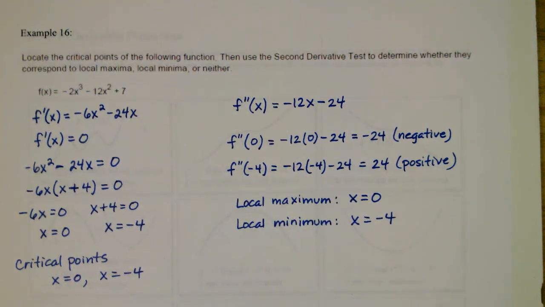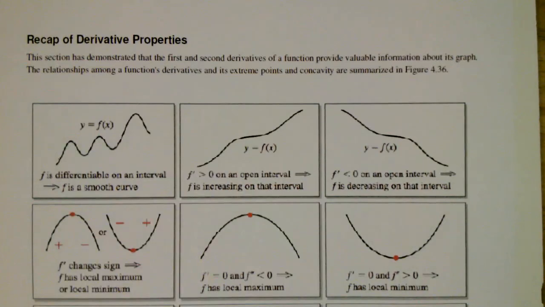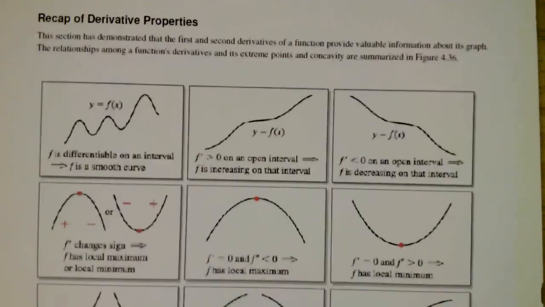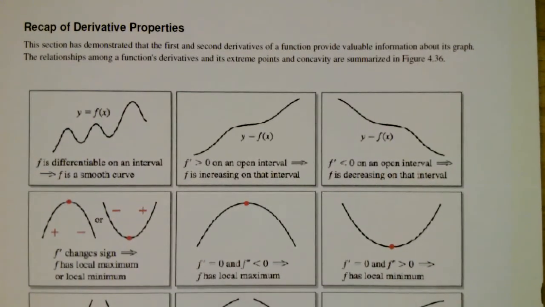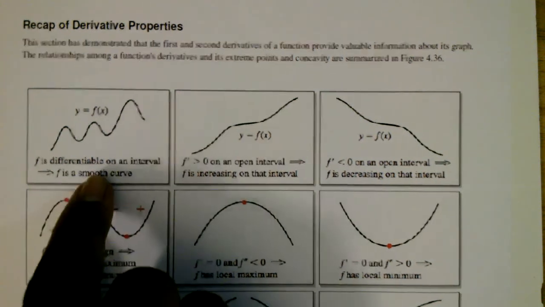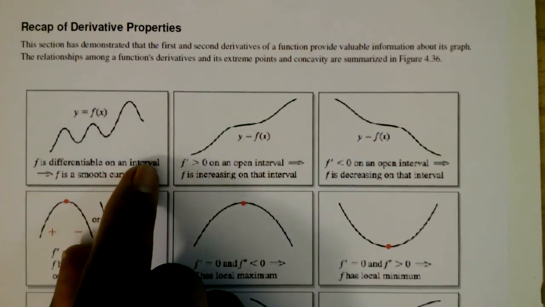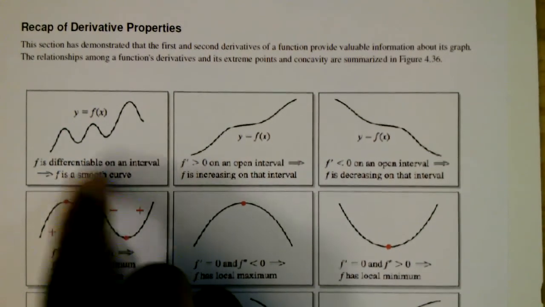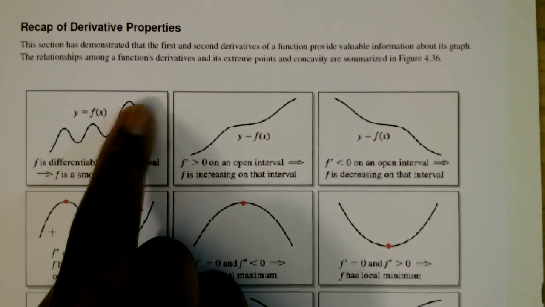Okay. Now on the final page is just a recap of the derivative properties here. So we looked at a lot of stuff here that deal with the first and second derivative of functions that provide valuable information about its graph. So in this case here, if a function is differentiable on an interval, that means you're going to have a smooth continuous curve like this, as you can see here.